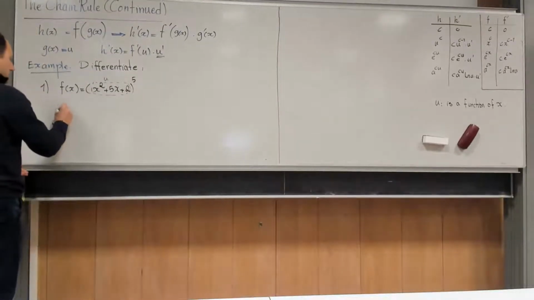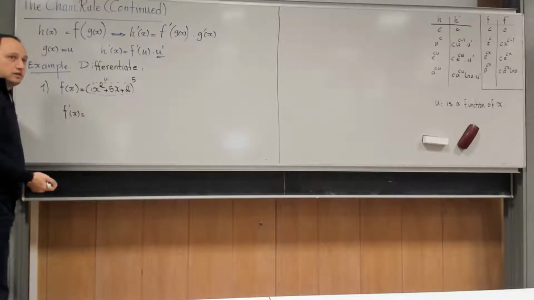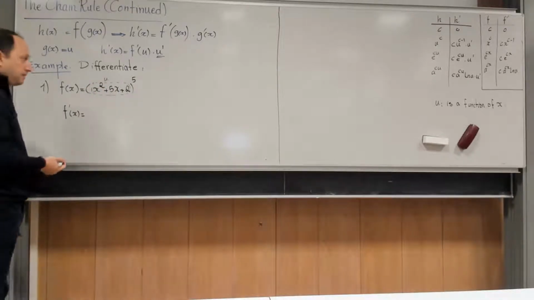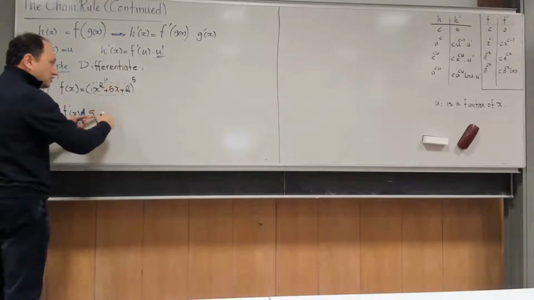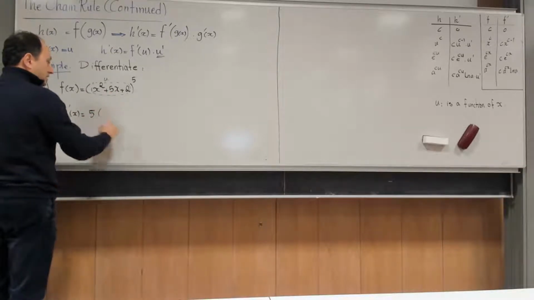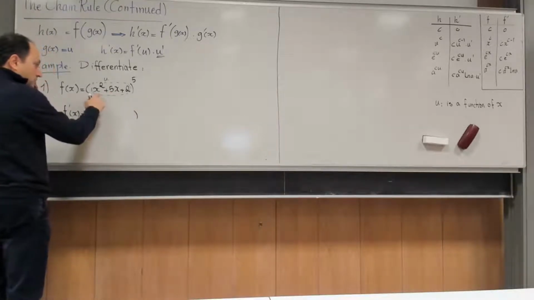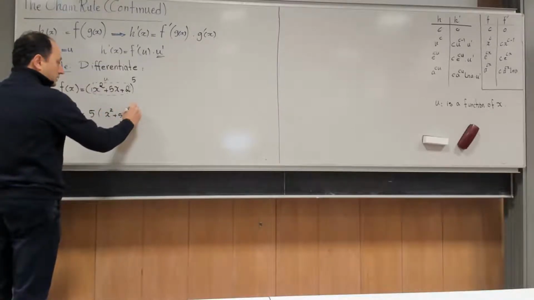So how should I differentiate? Okay, tell me, what should I do? u to the power 5 becomes what? 5u to the power 4, but don't write u and change it. Don't get used to this way of writing. It is too much. So u is this one. So it becomes x squared plus 5x plus 2, to the power 4.